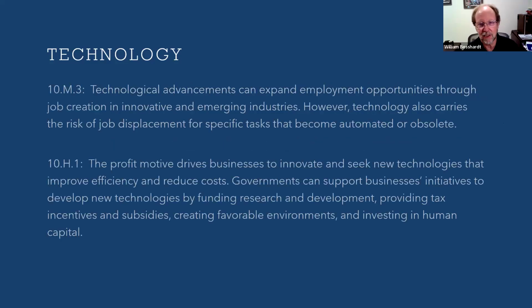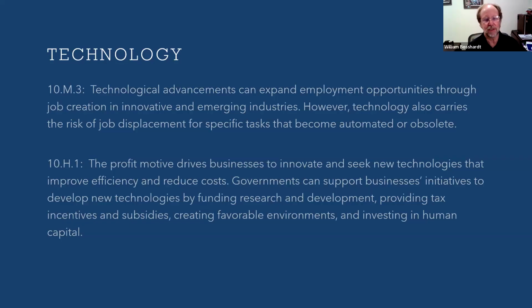Technological advancements can expand, so this is middle school, can expand employment opportunities and job creation in innovative emerging industries. However, technology also carries the risk of job displacement for specific tasks to become automated or obsolete. So, once again, it addresses some of the concerns with new technology. But it also talks about where technology comes from, which really wasn't spelled out in the previous one.